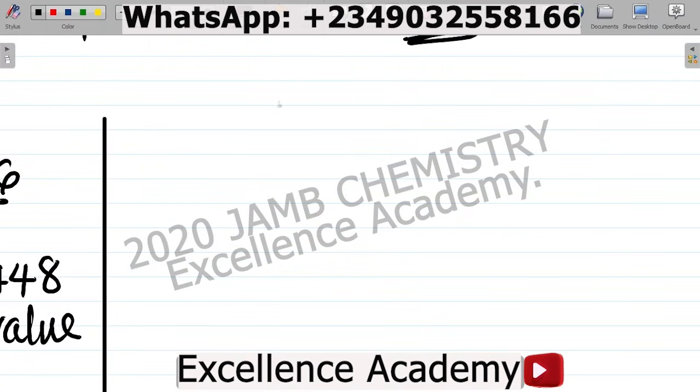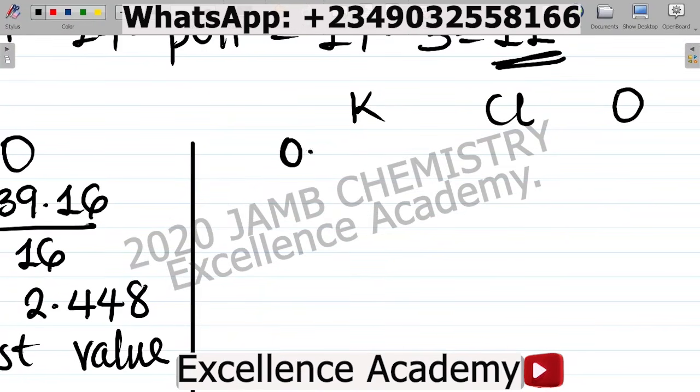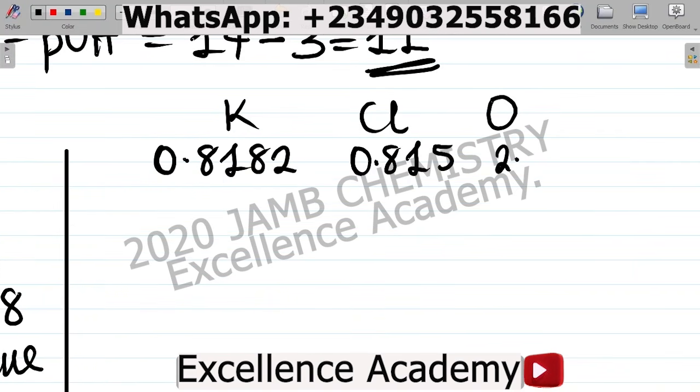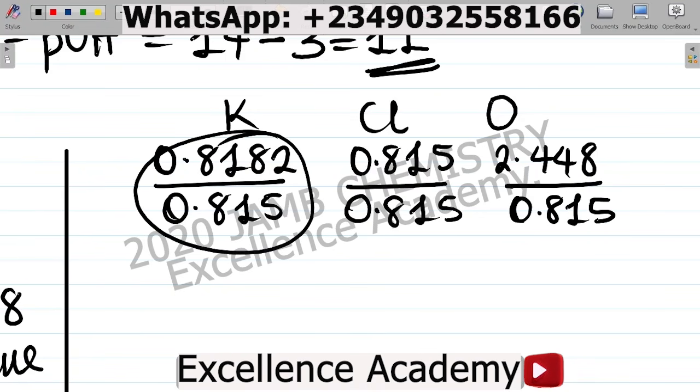So we have K, we have chlorine, and we have oxygen. For K there, you have 0.8182. For chlorine, you have 0.815. For oxygen, you have 2.448. Divide this by the smallest value for all three. That's 0.815. Divide this by 0.815. Divide this by 0.815.